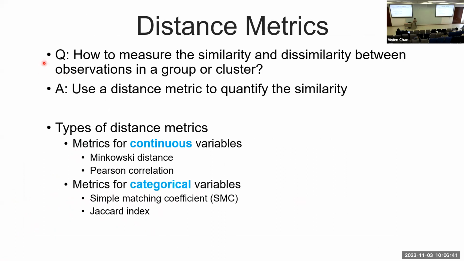First of all, we need to answer the question: as we mentioned, we want to group the data points with very high similarity together, so how are we going to measure the similarity? For clustering, usually we will use a distance metric to quantify the similarity. Depending on the type of the variables, there are different distance metrics. If these are continuous variables, usually we will make use of the Minkowski distance. If it is a categorical variable, we'll make use of other indices.